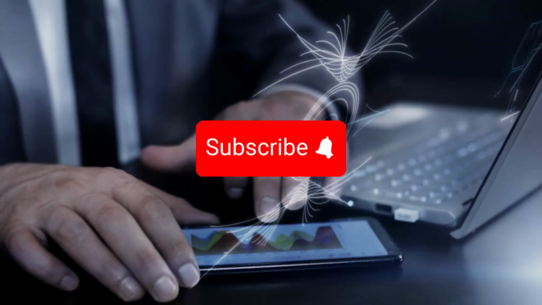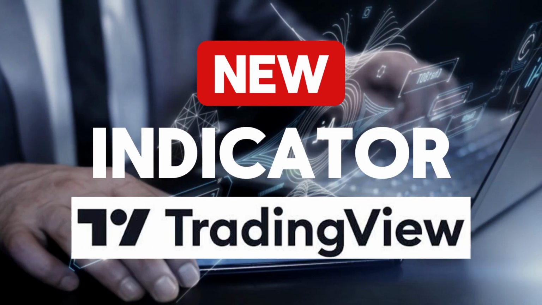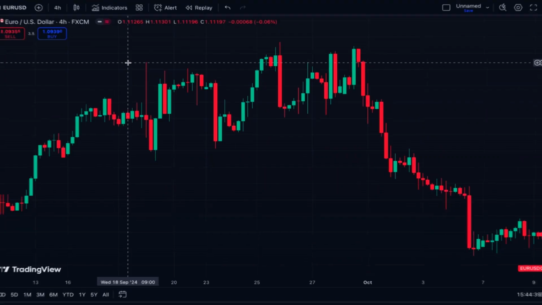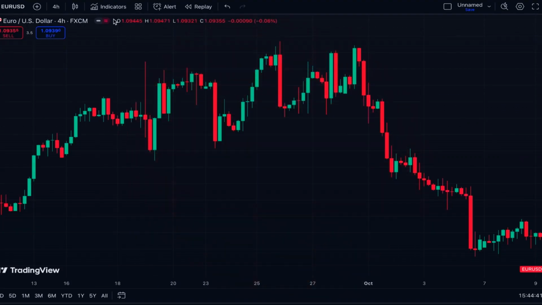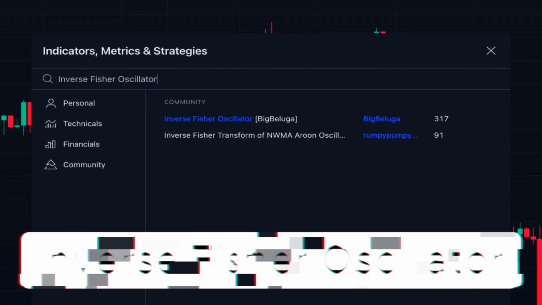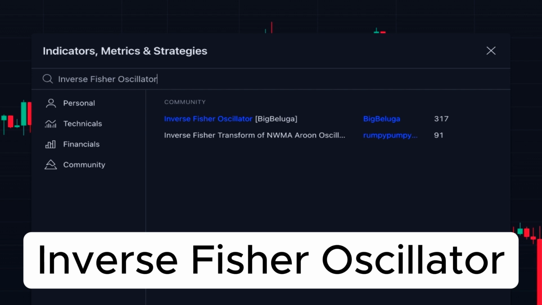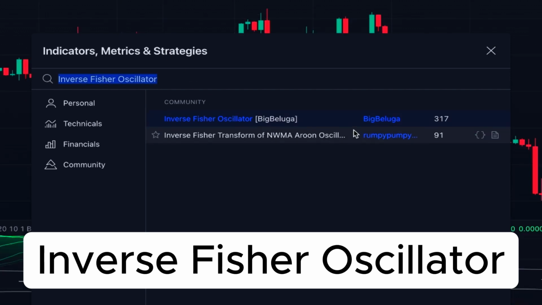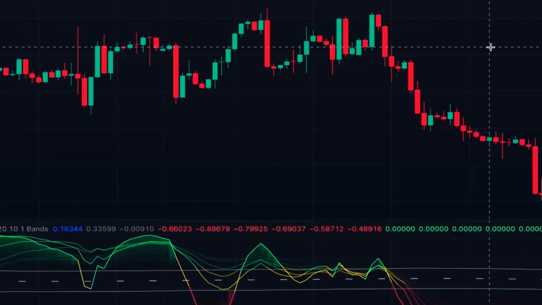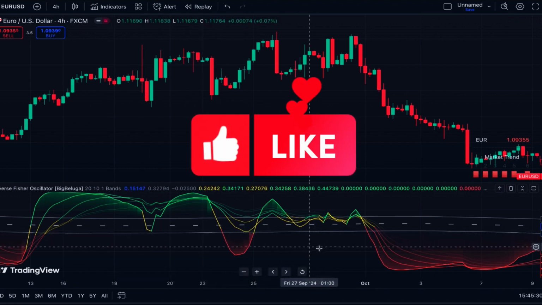In this video, I want to introduce a new indicator on TradingView that is very accurate. To add this amazing indicator to our chart, here we click on indicators and we search inverse Fisher oscillator, this one, which is written by Big Beluga. Alright, this is the indicator, and as you can see, it's added here below the chart.